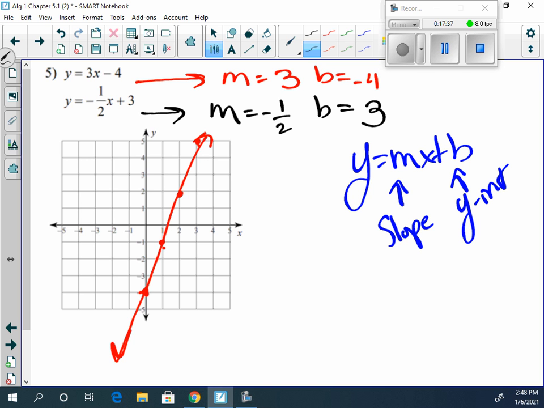We will start with the y-intercept, and the y-intercept is 3. So I would go up to 3 on the y-intercept, on the y-axis. And then where do we go next?